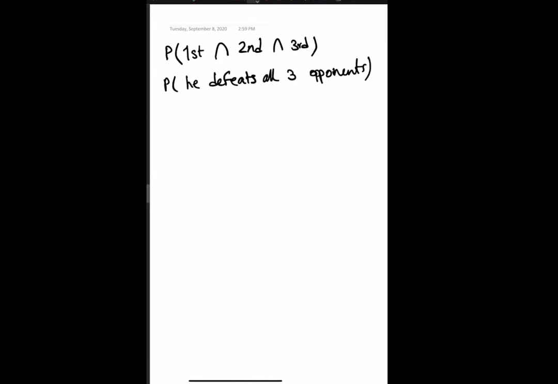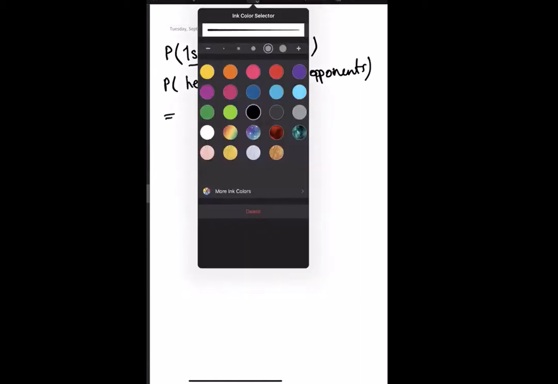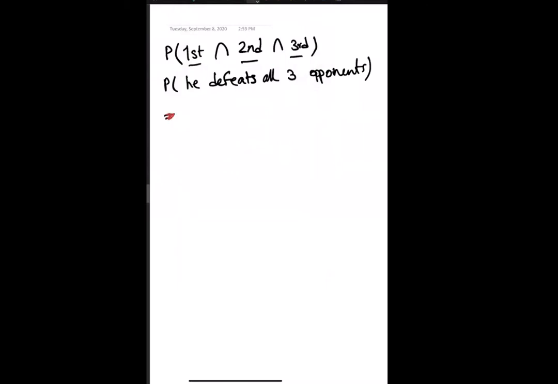So that's the probability of defeating all 3 opponents, meaning defeating the first one and second one and third one. Given that the results for any one of these opponents are independent from each other, I want to go back to the general rule. Probability of A and B and C, if I know that the results of A, B and C are independent from each other, how do you write this? Probability of A times probability of B times probability of C.